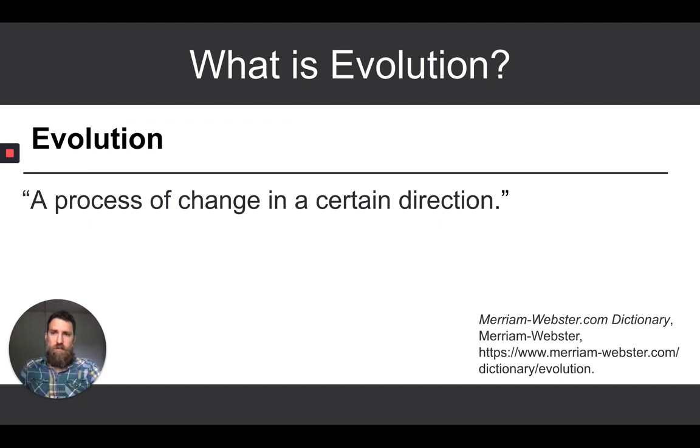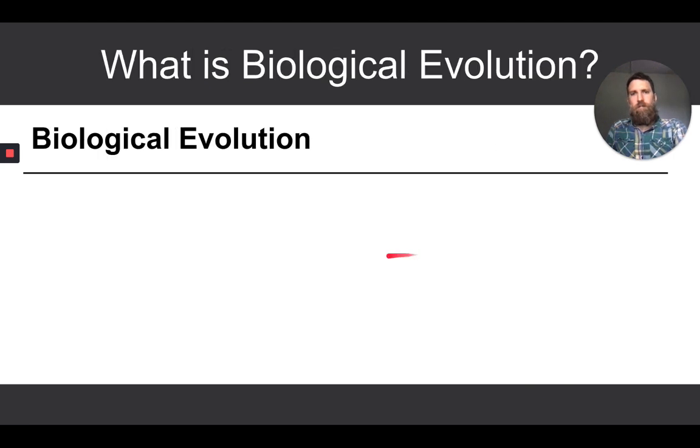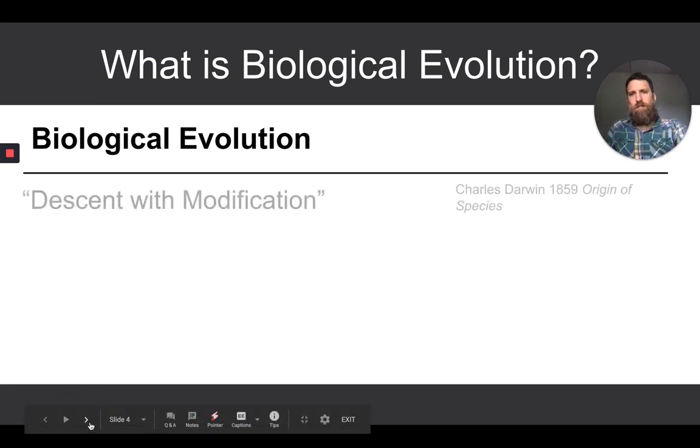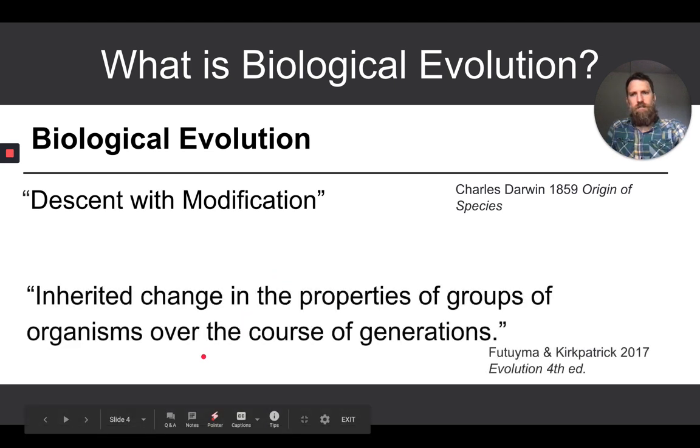Well, in the very general sense of the word, evolution is a process of change in a certain direction. It's change across time. This is sort of your off-the-shelf dictionary definition of evolution, but we need something a little bit more specific in biology. Biological evolution, in contrast, is, very simply put, descent with modification. But let's unpack that a little bit more, give a more detailed definition.